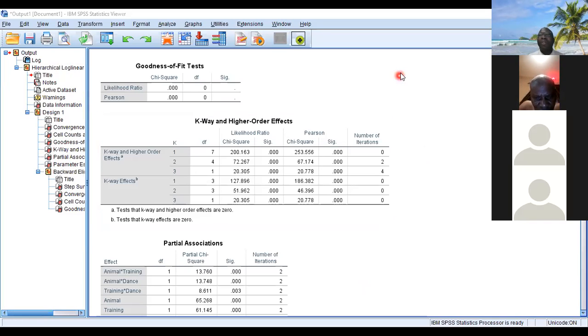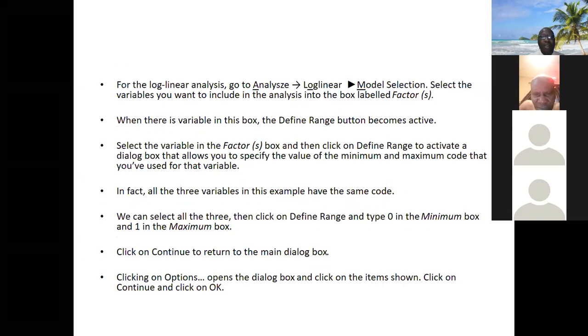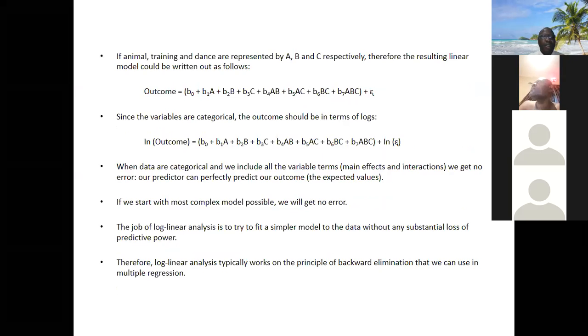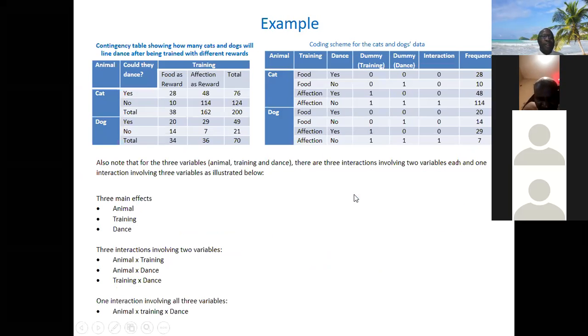Don't worry, just wait. Look at what we showed before. Three main effects. Can you see? The main effect is talking of the effect of animal, the effect of training, and the effect of dance, each of them on their own.